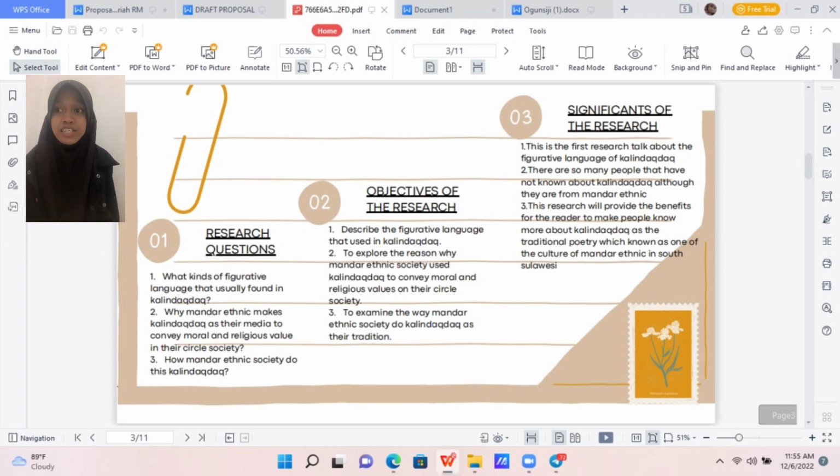And then significance of the research. This is the first research talking about Kalindada, the figurative language of Kalindada. There are so many people that don't know about Kalindada, although they are from Mandar ethnic. This research will provide benefits for the reader, to make people know more about Kalindada as the traditional poetry, which is known as one of the cultures of Mandar ethnic in South Sulawesi. Okay, next slide.